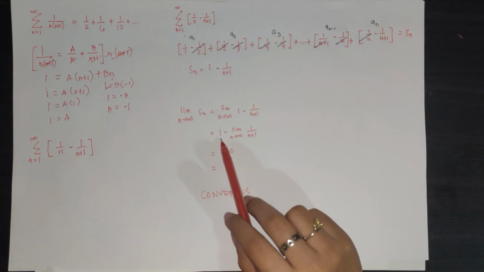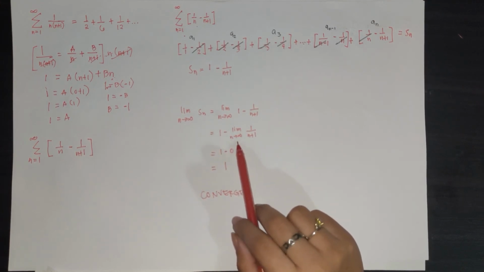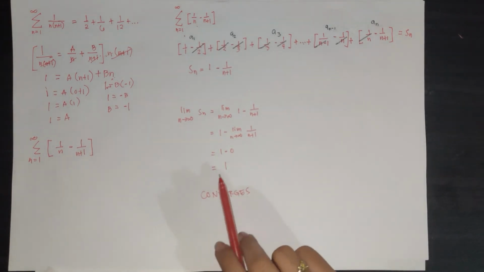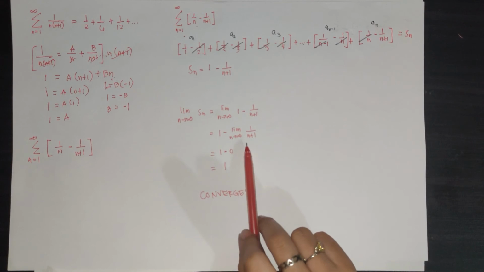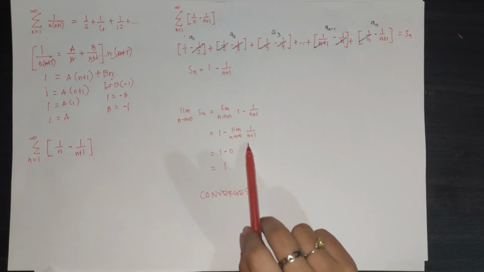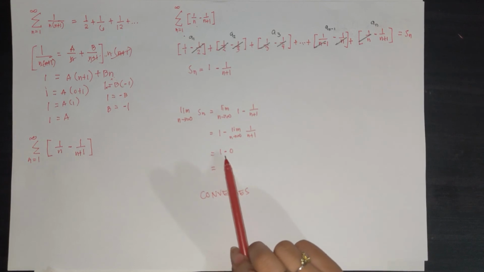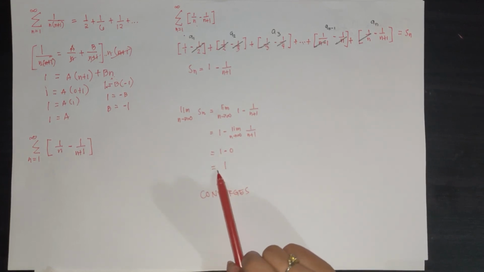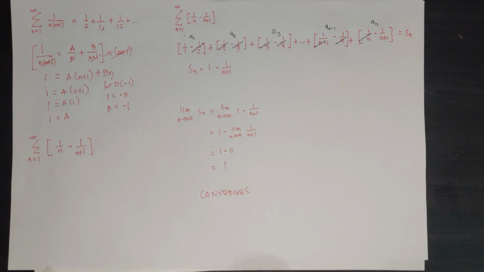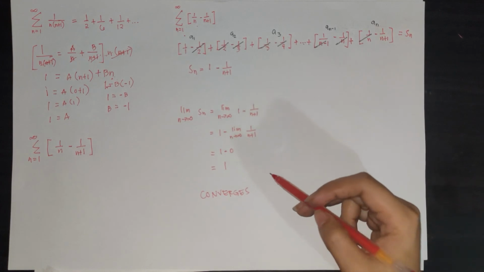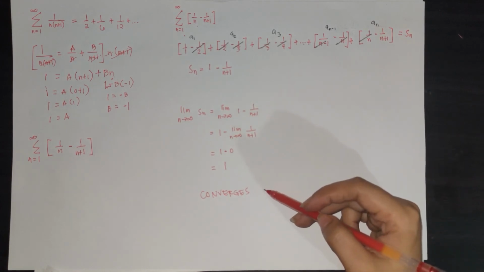So this is equal to 1 minus the limit as n approaches infinity of 1 over n plus 1. So now for 1 over n, as n approaches infinity, that's going to go to 0. So 1 over n plus 1 will also go to 0. So this is going to be 1 minus 0, which is equal to 1. So this is the sum of the series as n goes to infinity. So because the sum is equal to a finite number, we could then say that the series converges.